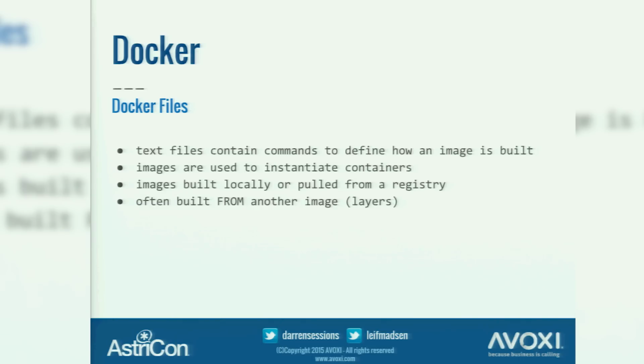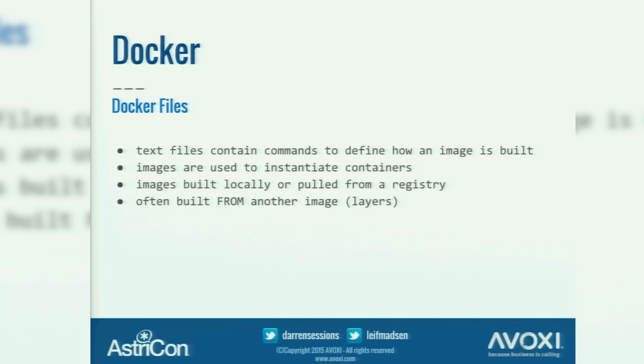So the root of a Docker container is the image. The image is built through a file usually named the Dockerfile. This Dockerfile is a text file that contains various basic commands that define how an image is built. So from that resulting image, containers can be instantiated. You can either build images locally using the Dockerfile via the docker build command, or pull them down from an image registry onto the Docker host itself.